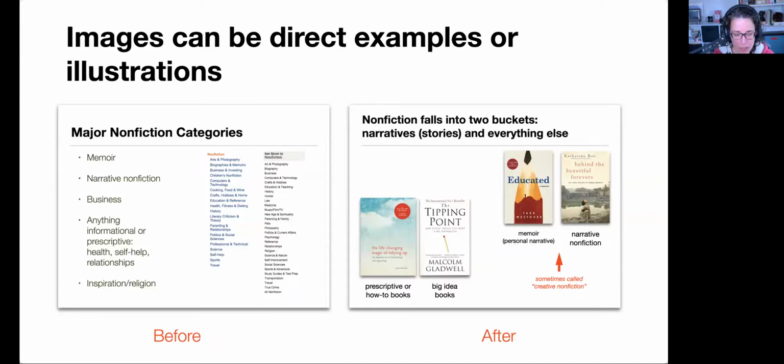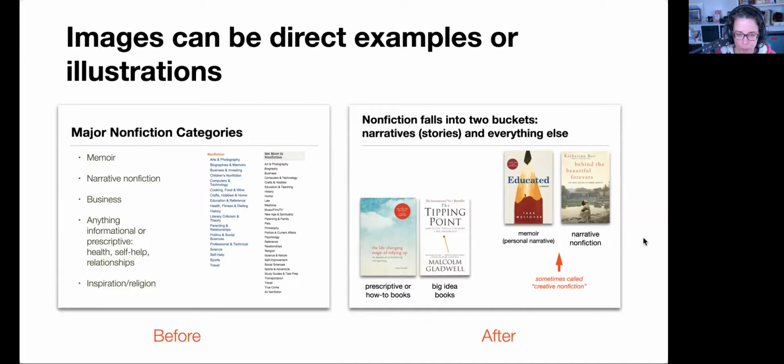For a long time, I used the slide on the left, which was just this bulleted list. And I took some screen captures of Amazon categories, which isn't particularly helpful. It was a little lazy. Now, when I talk about nonfiction categories, you'll notice I have a better headline on it, that nonfiction falls into two buckets. You've got narratives or stories and then everything else. And then I use actual book covers to help people see exactly what I mean by that, with some captions to clarify what sort of books they are.